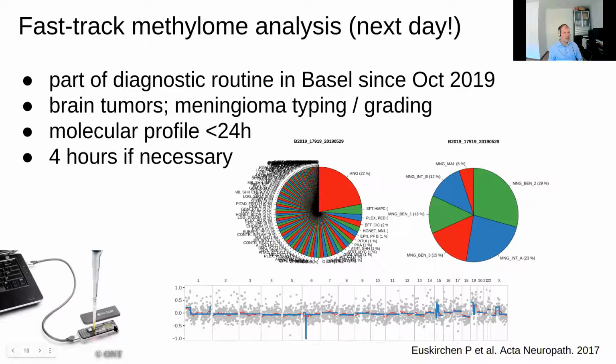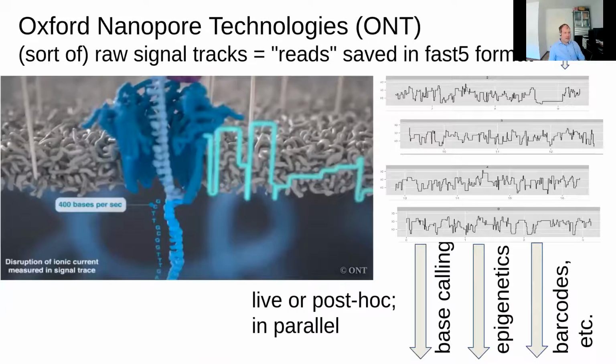Now, nanopore sequencing is a technique that directly sequences not only the DNA base sequence, but also the base substitutions on native DNA. And in the end, you can at the moment type brain tumors and the meningiomas here for the grading, and you have your molecular profile in less than 24 hours. In fact, it takes about 4 hours, including the microscopical examination on a frozen section, to get these data. And of course, we are aiming to go below 1 hour, which I think is feasible. So how does this work?